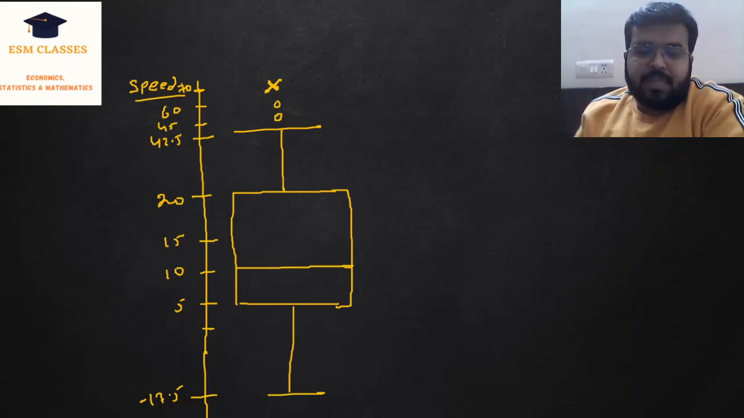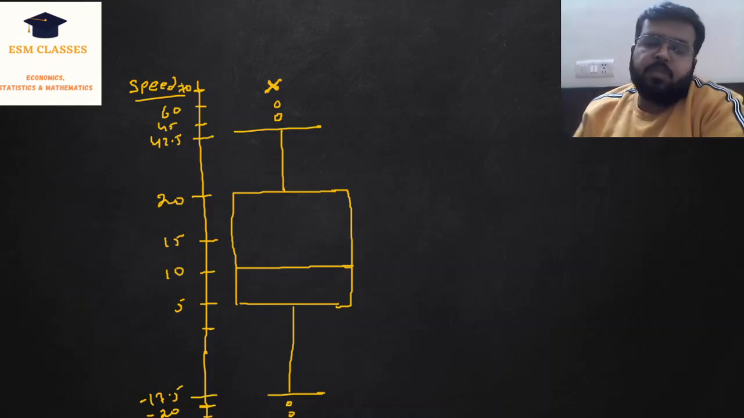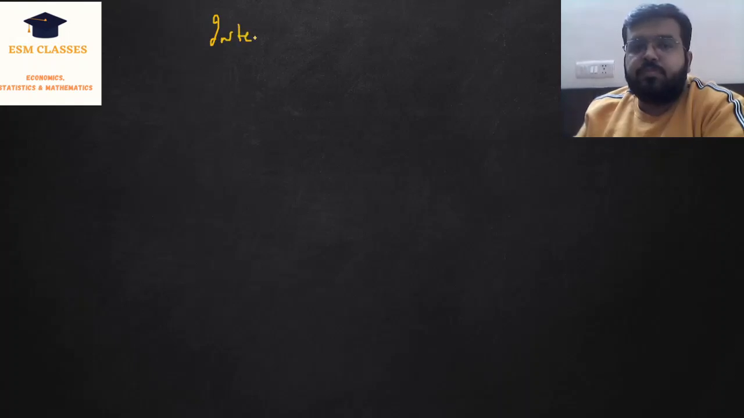So basically, in this case, again, this is not properly scaled. This is minus 20, I will mark with a circle. This is minus 30, I will mark with a circle. And let's say this is minus 50, I will mark with a cross sign. So this is how we make the box plot. Now, the next is how to interpret the box plot.